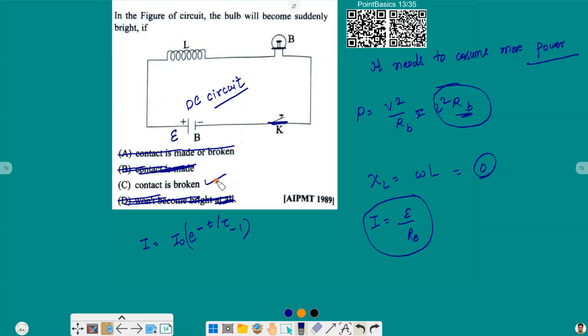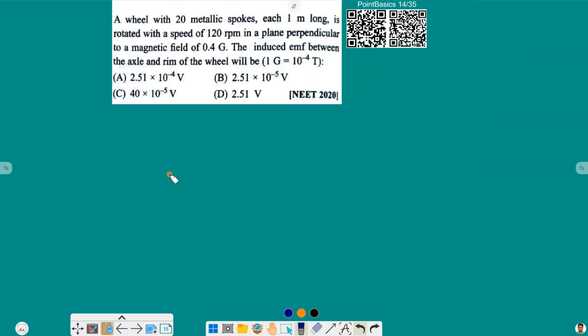Now let's move to the next one. A wheel of 20 metallic spokes, each 1 meter long, is rotated with a speed of 120 rotations per minute in a plane perpendicular to a magnetic field of 0.4 Gauss. The induced EMF between the axis and the rim of the wheel will be?